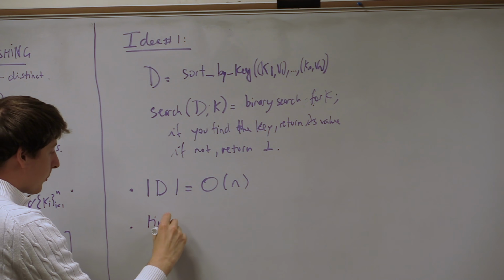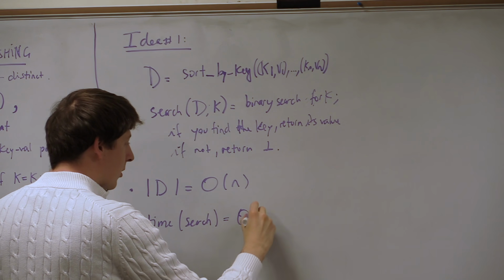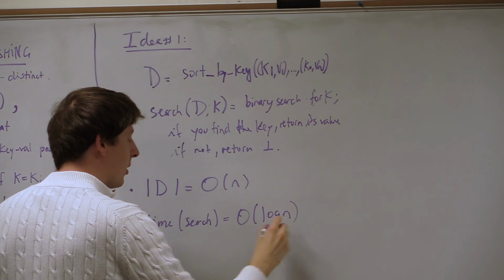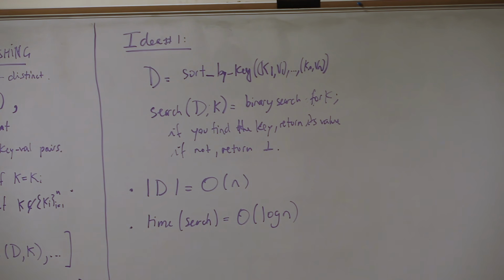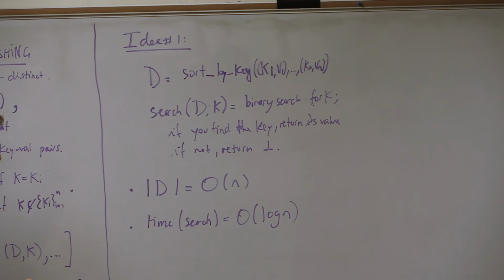The time to search is going to be order of log n, right? Because we have a sorted list of n elements. We're looking for an element, and in the worst case, we're going to have to make log n comparisons between keys before we are able to answer the search query. So this is really not bad, okay?